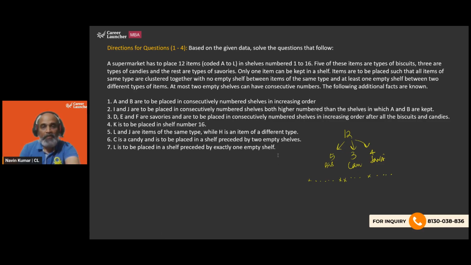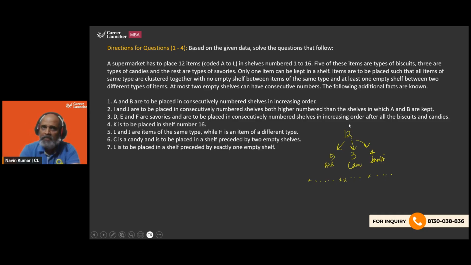The following additional facts are also known. Also, if you look here, it says at most, it doesn't say at least. So there may be a chance that we can have an empty shelf at the end, and basically one empty shelf dividing everything. The first statement says A and B are to be placed in consecutively numbered shelves in increasing order. I and J are to be placed in consecutively numbered shelves, both higher numbered than the shelves in which A and B are kept.